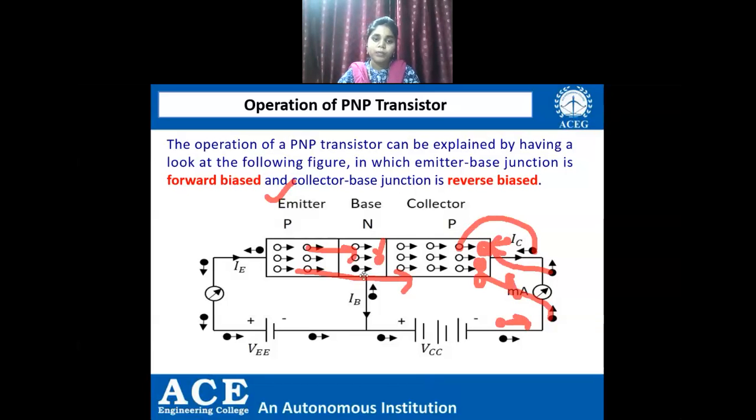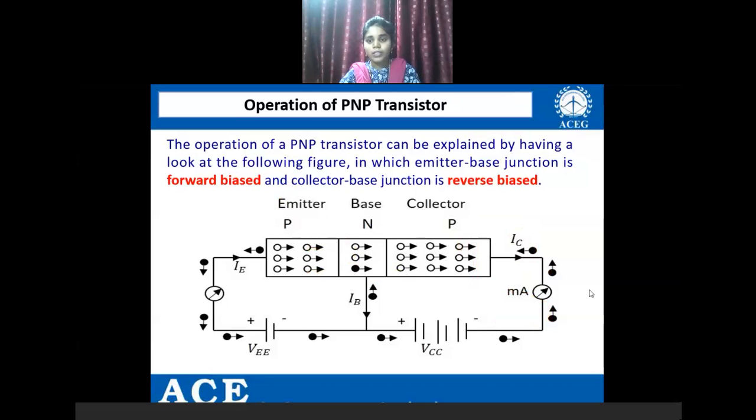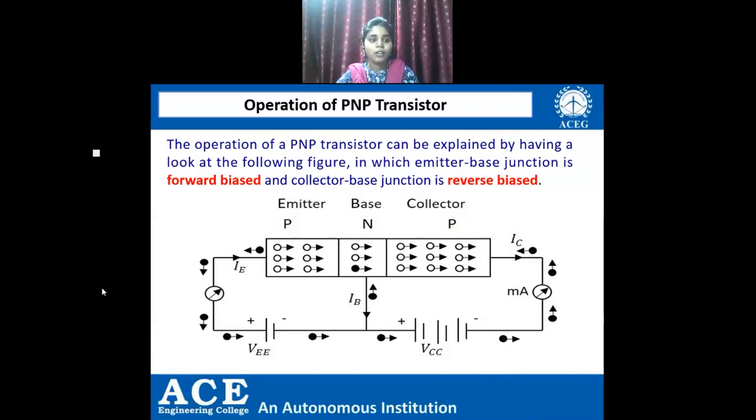Clear? Now, here we can see the holes movement, right? So, current is passing in this form. Which current is passing? IE is passing. What about IC? IC is passing in this form. Right? Now, this is how we can visualize the currents. So, what is the movement of current? This is the movement of current, right?